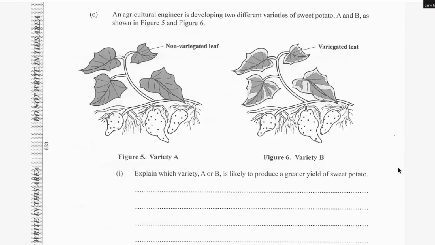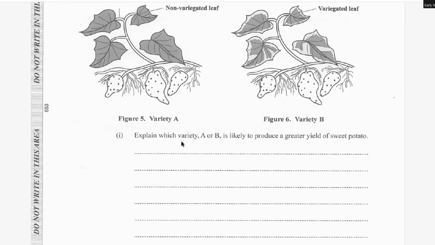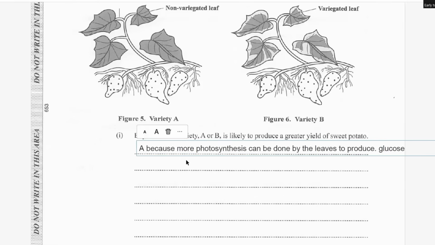So we go to part C of the question. An agricultural engineer is developing 2 different varieties of sweet potato, A and B, as shown in figure 5 and 6. And we see figure 5 have non-variegated leaves. Figure 6 has variegated leaves. Explain which variety, A or B, is likely to produce a greater yield of sweet potato. And we are going with A.